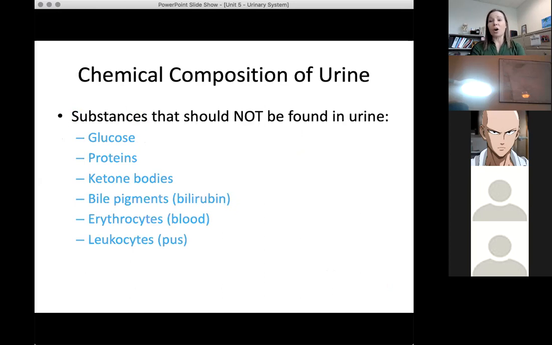So I do know that on your test for this, I do have a matching section with this. So it'll say like the substance and maybe the name of the condition if you have that substance in urine, or it might do it like the substance or the name of the condition and then the cause, and you're just matching them up. So for glucose, possible causes of having glucose in the urine, the big one is diabetes.